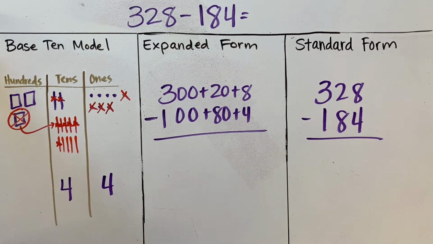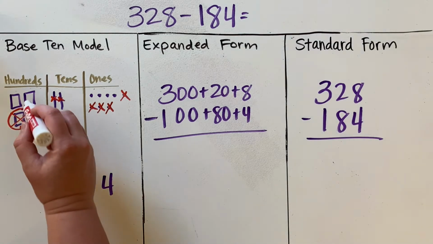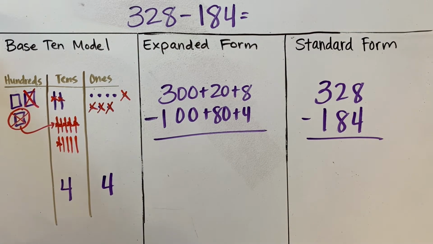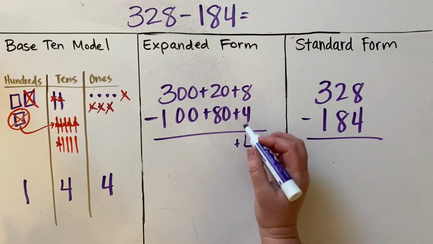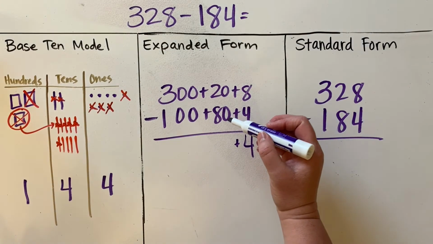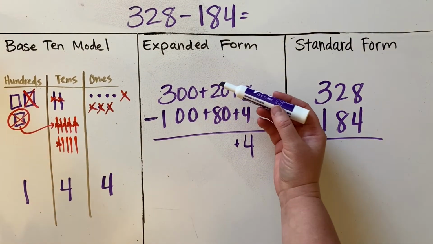Which leaves me with just these 4 tens. And then I need to subtract 100, which leaves me with 100. So 100, 4 tens, and 4 ones left over. With the expanded form, if I do 8 minus 4, that equals 4. If I do 20 minus 80, I run into a problem. I don't have enough to subtract.